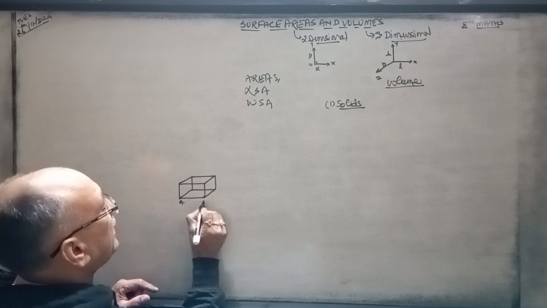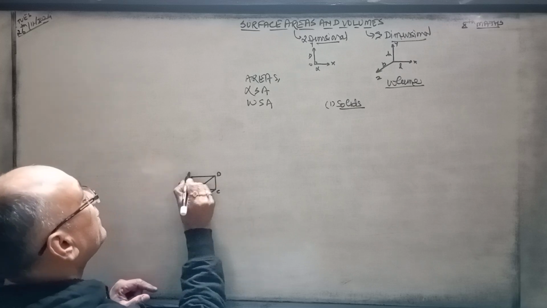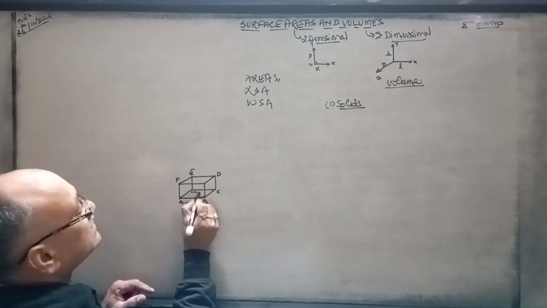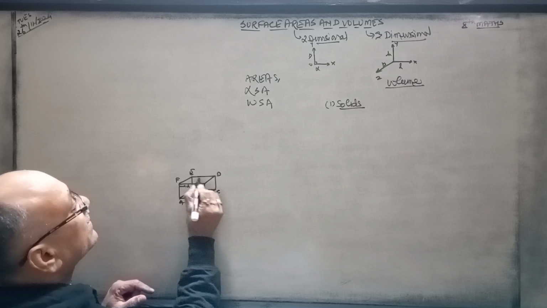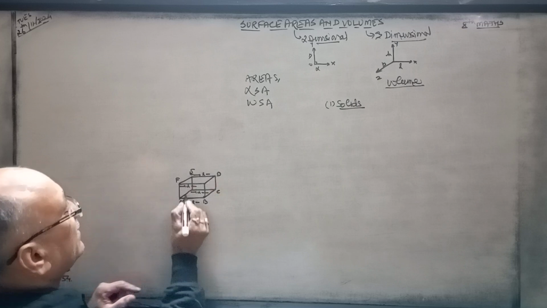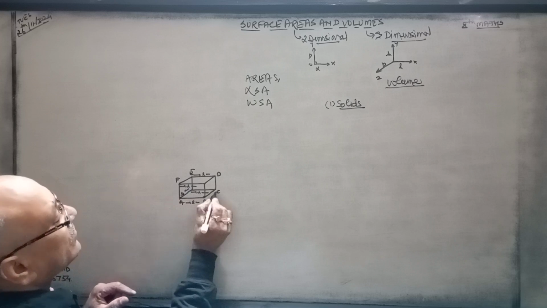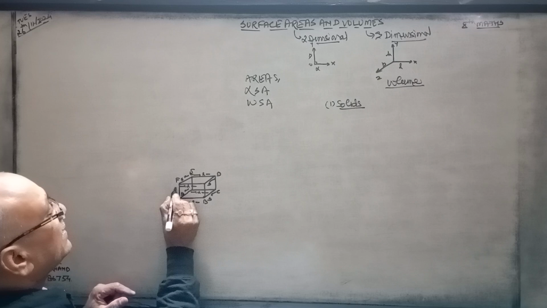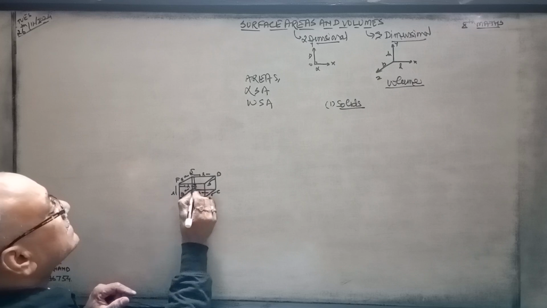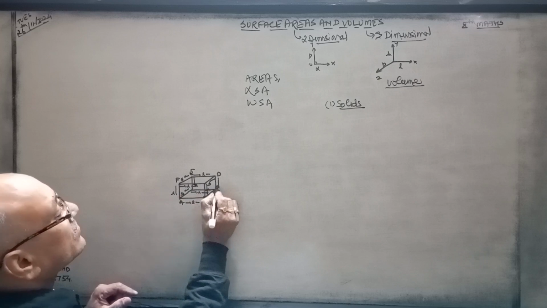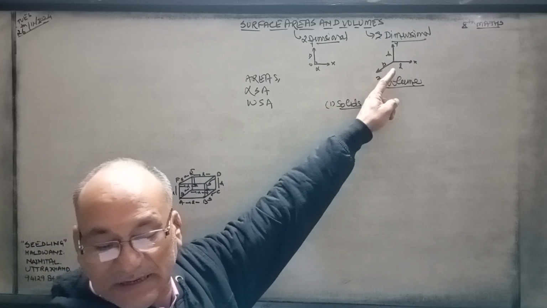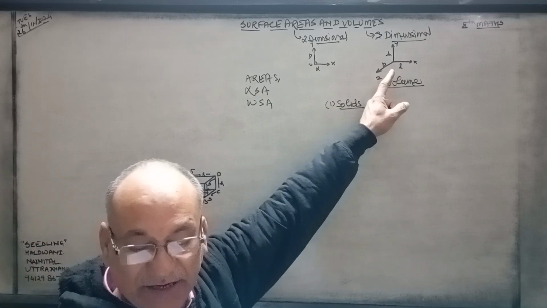So now, this is A, B, C, D, E, and F. This is a length, this is a length, this is a length. Now this is breadth, this is breadth. Now this is height, this is height. Is it clear, sir? Any doubt?